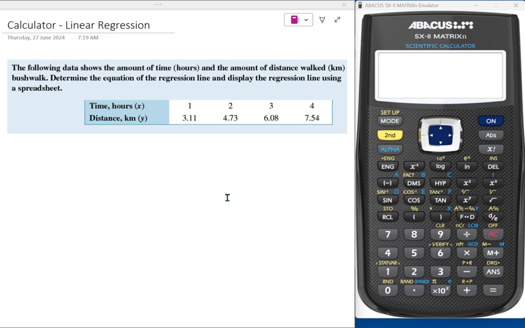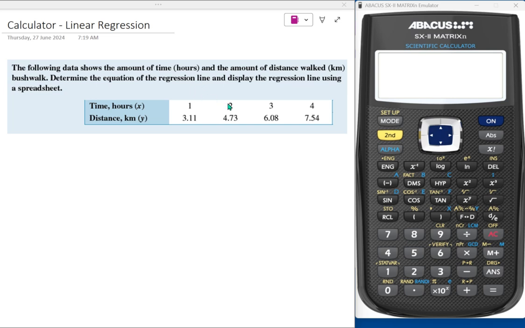Hi everyone, today we're going to be finding the linear regression of a data set using your scientific calculator. So I've got a question here. The following data shows the amount of time in hours and the amount of distance walked in kilometers on a bushwalk. Determine the equation of the regression line and display the regression line using a spreadsheet. So we're not going to do the spreadsheet part, but we are finding the equation of the regression line.